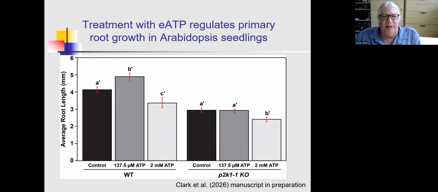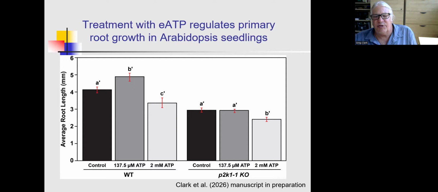Interestingly, when we tested the loss of function mutant for the P2K1 plant eATP receptor, we did not see promotion of primary root growth in the 137.5 micromolar ATP treatment. However, we did see inhibition with a higher treatment of ATP.